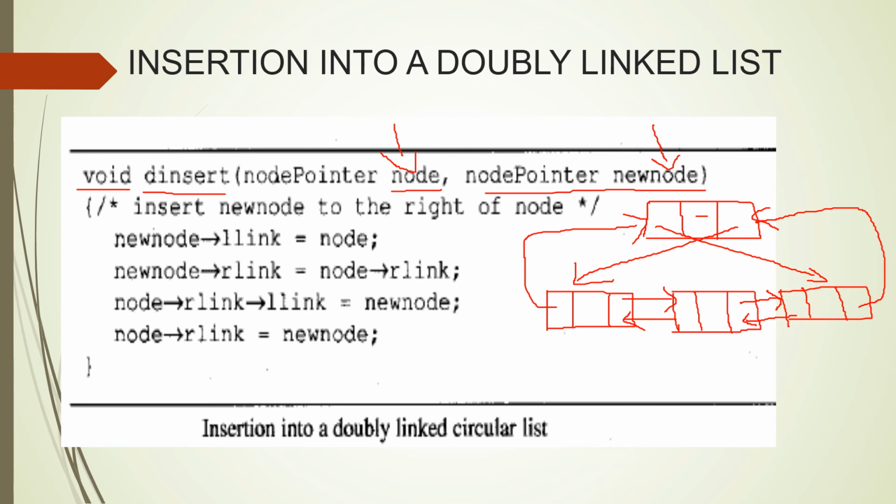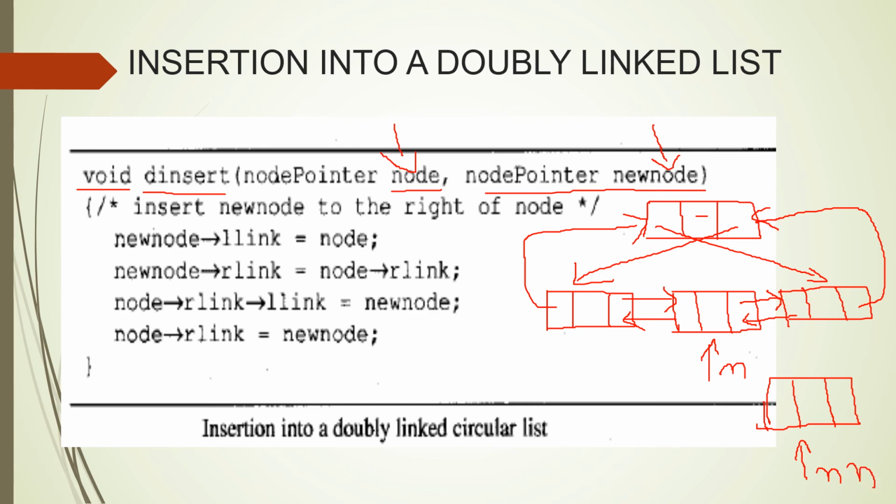Now we'll see how to insert a node to the right of a node pointed to by a variable node. Let us assume that this is the node pointed to by the variable node, and you have already created a new node. You have created a node with the name new node. This node has already been created in the main function, and its address has been sent from the main function to this function. So the name of this node is new node.